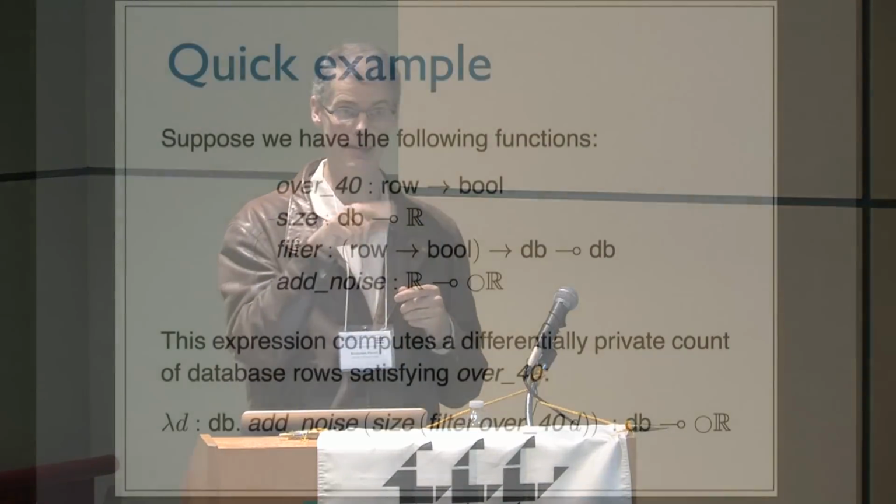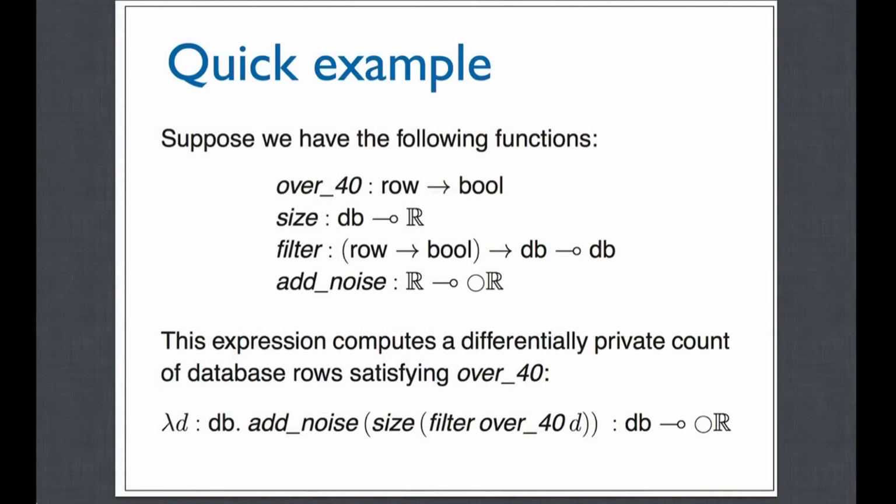And then in order for this to work, we need some functions, some subroutines or primitives up at the top. So over 40 is a predicate that takes rows of the database and returns ordinary Booleans. Size takes databases and returns reals, but notice that the type of size, again, has a lollipop in it. So it's a one-sensitive function from databases to reals.